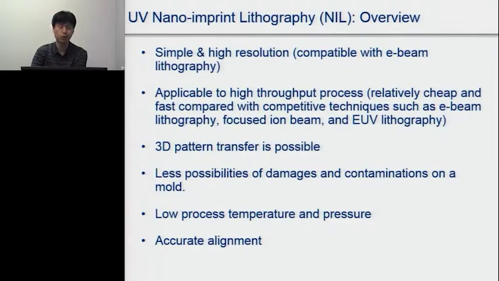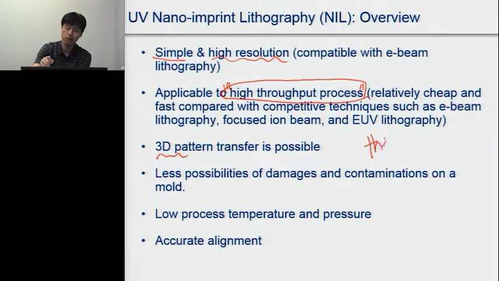So this is the overview of the UV nanoimprinting lithography. Like the thermal nanoimprinting lithography, it is simple and it offers high resolution. And potentially it is suitable for a high throughput process. And like the thermal nanoimprinting lithography, it also can transfer 3D patterns if those 3D patterns are formed on the master mold structure.